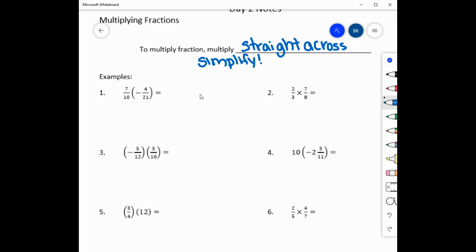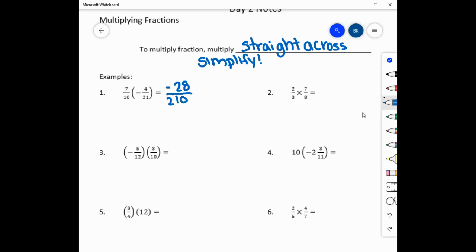Okay, let's look at some examples. We have 7/10 times negative 4/21. So let's multiply straight across. 7 times 4 is 28, but this fraction is negative, so we're going to say negative 28 over 10 times 21 is 210.